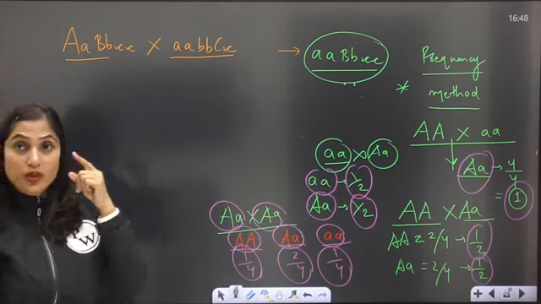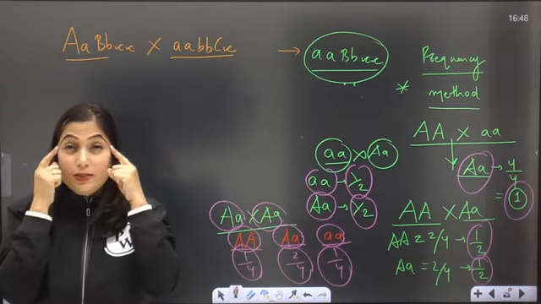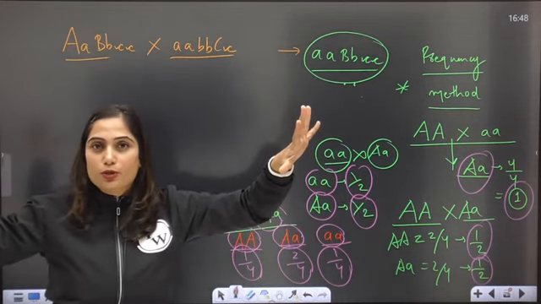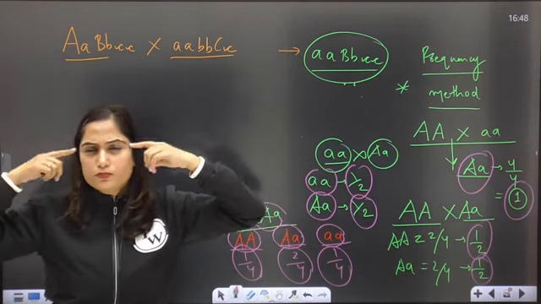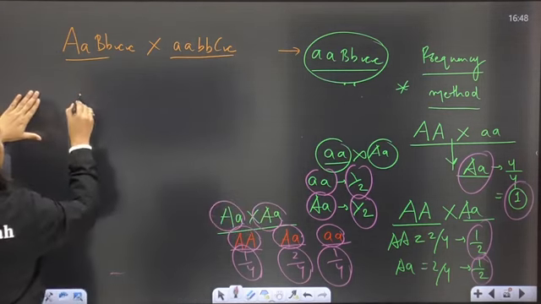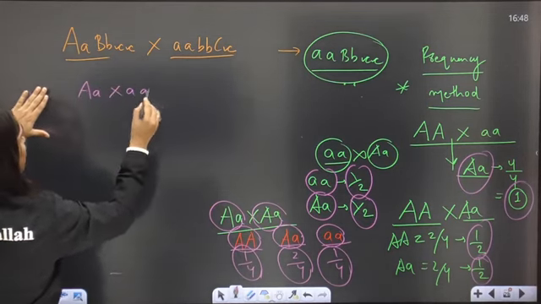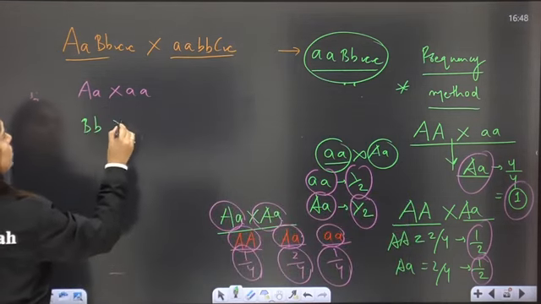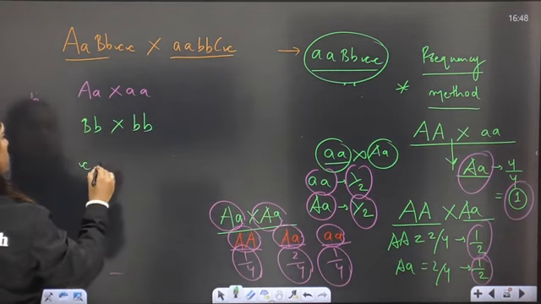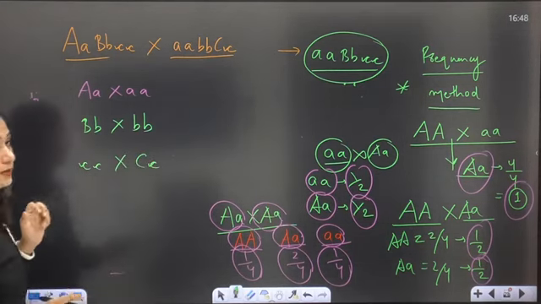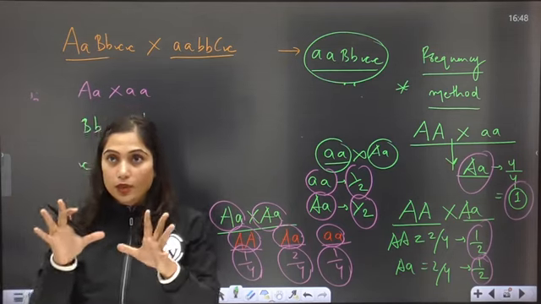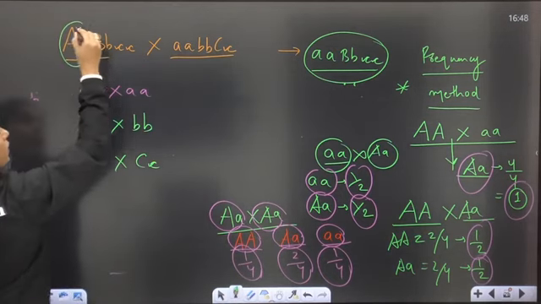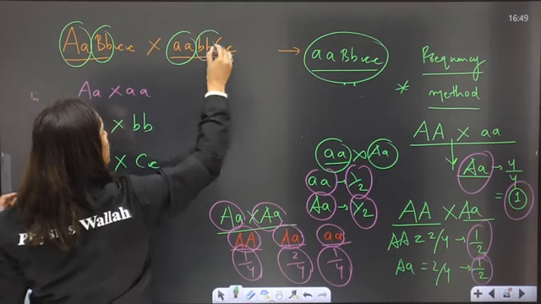Okay. So imagine in your head, I'm writing what you should imagine in your head. This is a trihybrid cross. Break this trihybrid cross into 3 monohybrid crosses rapidly in your mind. Capital A, small a crossing with small a, right? Capital B, small b crossing with small b, small c crossing with capital C, small c. This I have done in my mind. I have broken this whole cross into 3 monohybrid crosses, right?